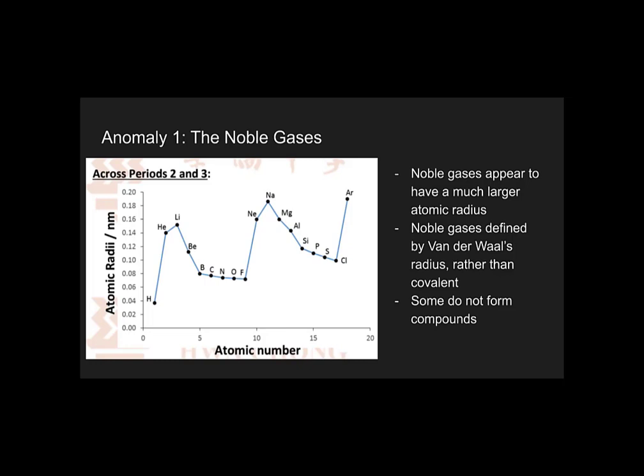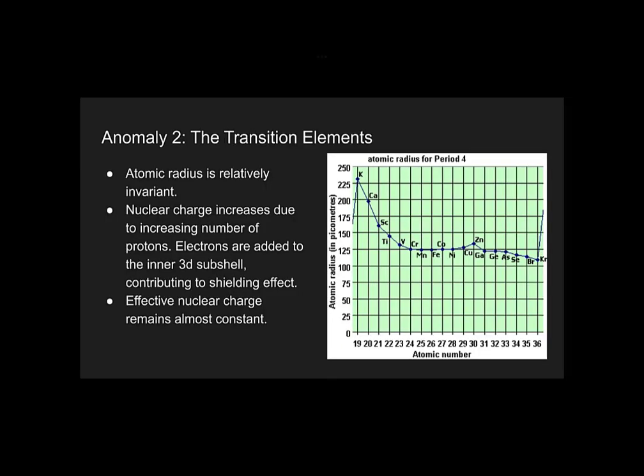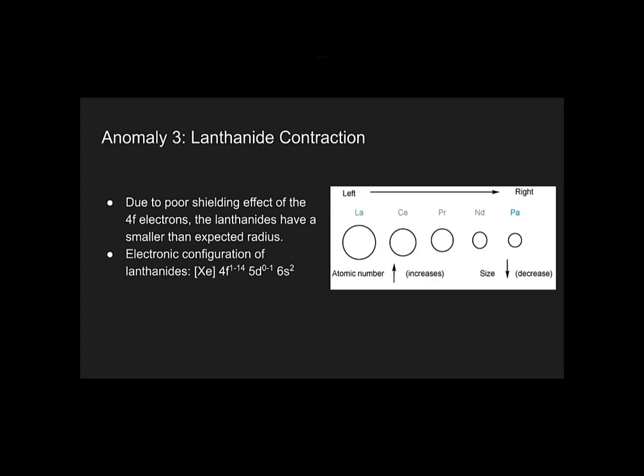The second anomaly is the transition elements. The atomic radius of transition elements is relatively invariant. Nuclear charge increases due to the increasing number of protons for the transition elements across the period. As electrons are added into the inner 3d subshell, it contributes to the overall shielding effect, and the effective nuclear charge remains relatively constant.